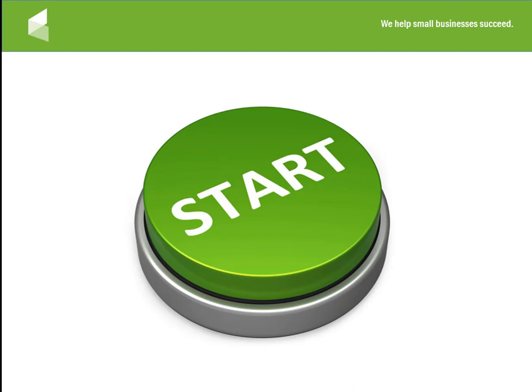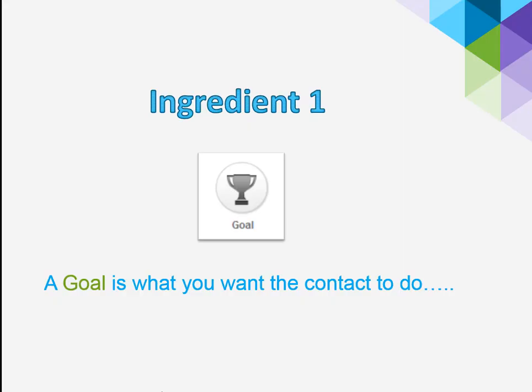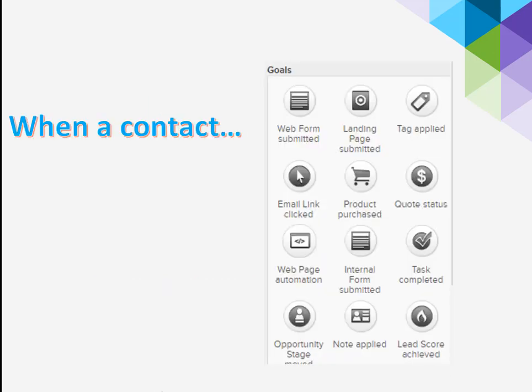So let's get started. Before I get into the Infusionsoft application, I just want to explain the two major ingredients that you need for a campaign. Each campaign inside of Infusionsoft has two major ingredients. The first ingredient is a goal, and a goal is what you want the contact to do. You can see we have different goals, like a web form is submitted, a landing page is submitted, or a tag is applied. Today we're going to focus on the web form is submitted. But again, the goal is the first ingredient, and that's what you want the contact to do or what you want them to achieve.